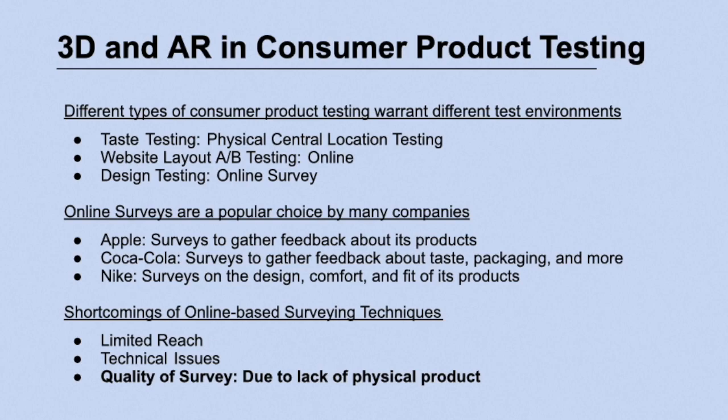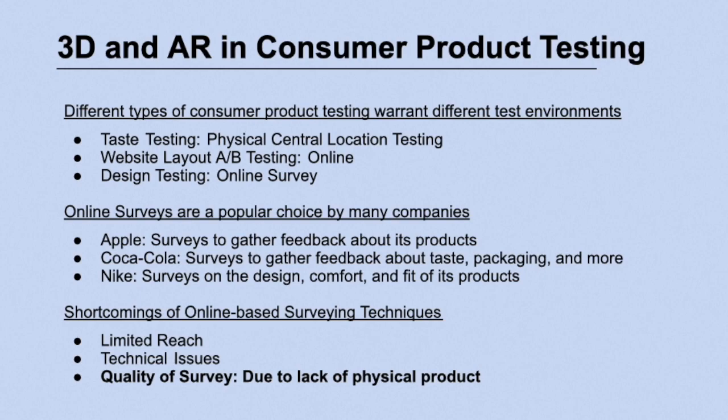Different forms of consumer product testing are conducted in different manners. For example, a taste test of a new line of cereal would require a physical location for people. A website layout test, on the other hand, could be easily done online. Conversely, design testing for a logo could be done through an online survey. Ultimately, a controlled, centralized environment to conduct the test would be the most accurate.